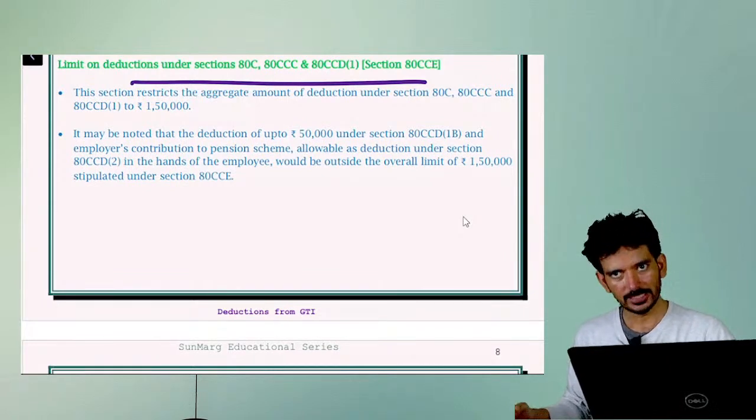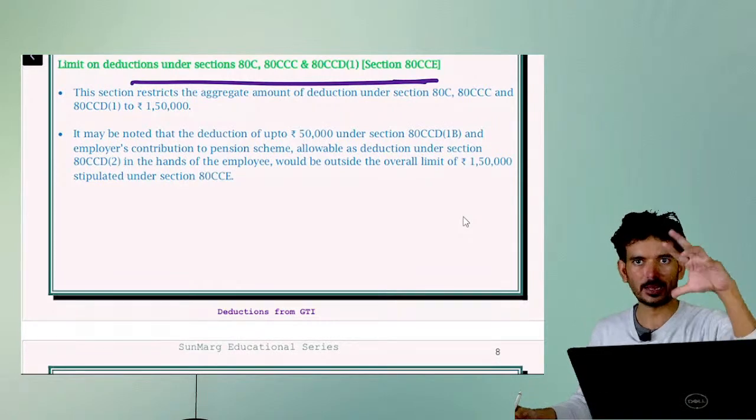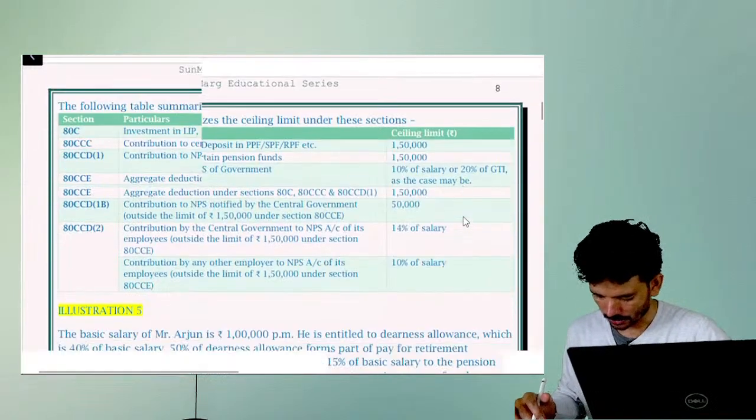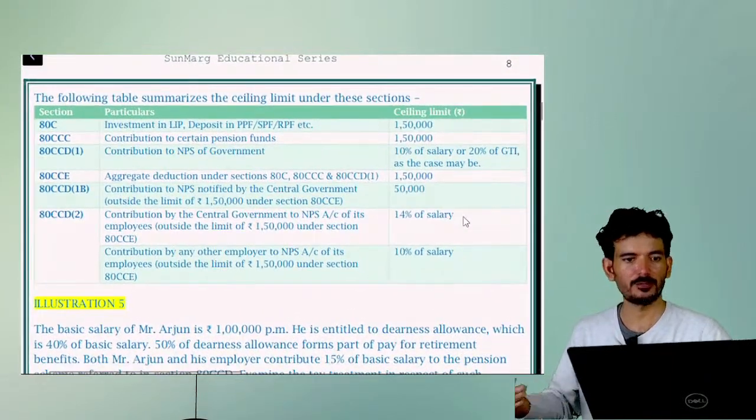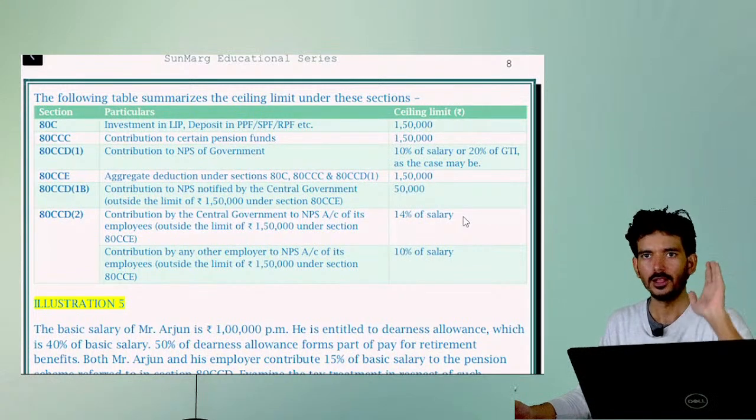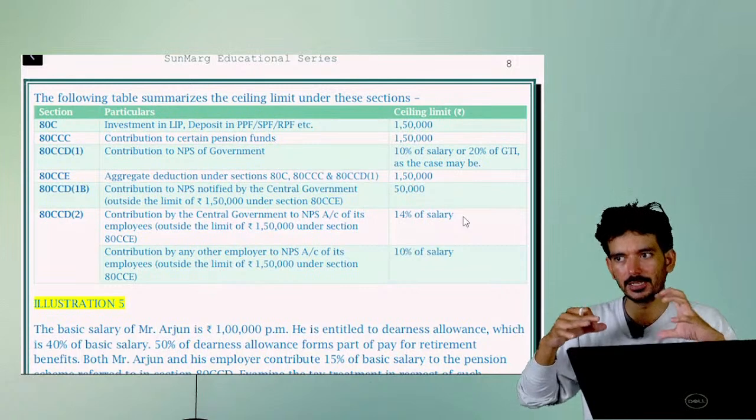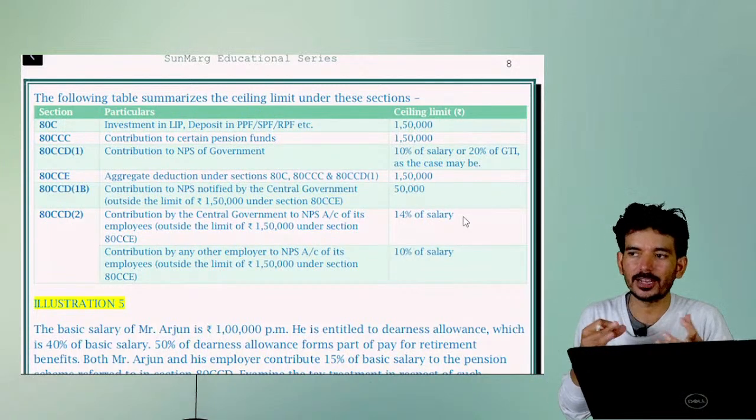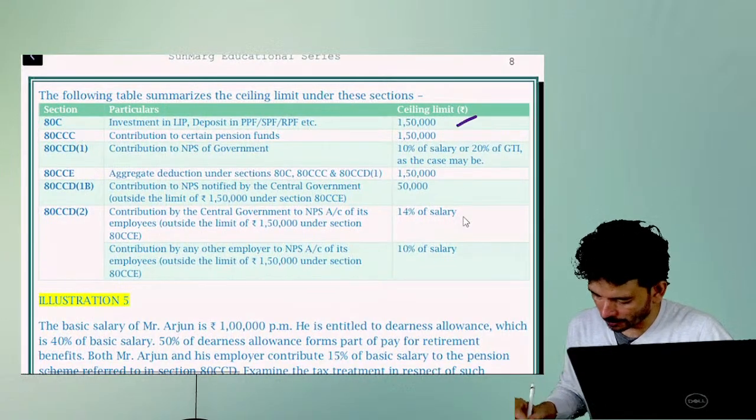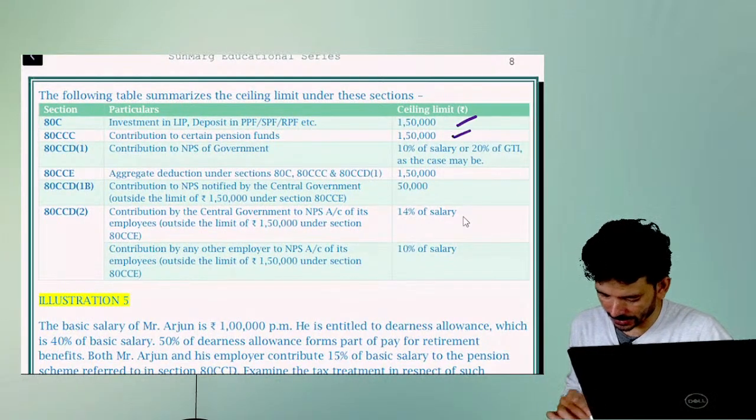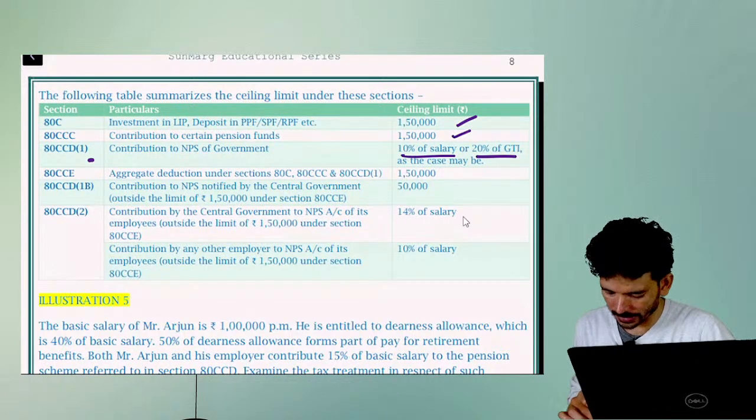80CCE: 80C, 80CCC, 80CCD(1) will come under 80CCE with a maximum limit cap of 1.5 lakh rupees. So here this is giving you the better picture. Anyway, you'll be sharing this PDF and this is there in your book also. I'm not saying this PDF is something new. It is the same, but I just arranged it in a way that it is easy for us to revise. Okay. So 80C has 1.5 lakh, 80CCC has 1.5 lakh, 80CCD(1) has 10% of salary or 20% of gross total income. It's a pension thing.